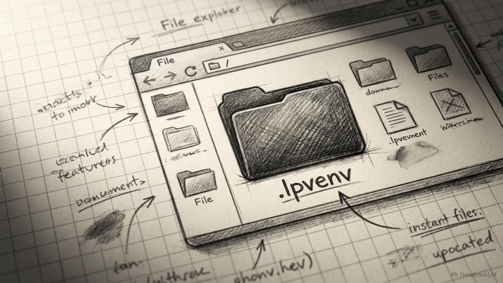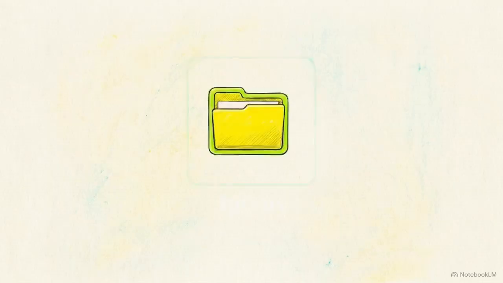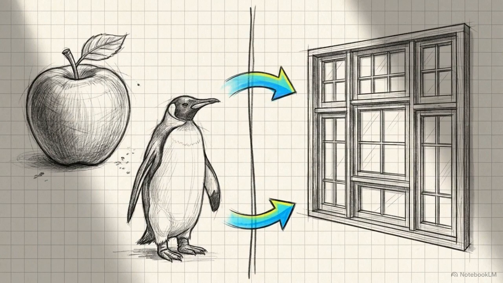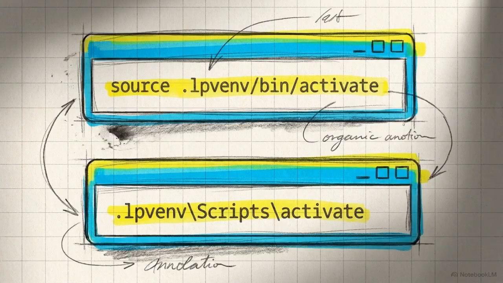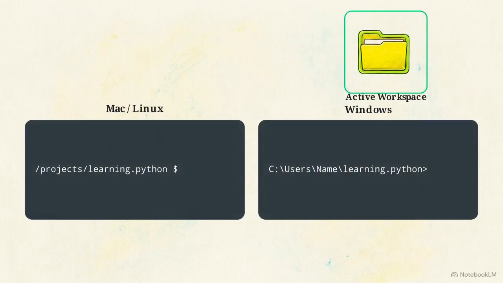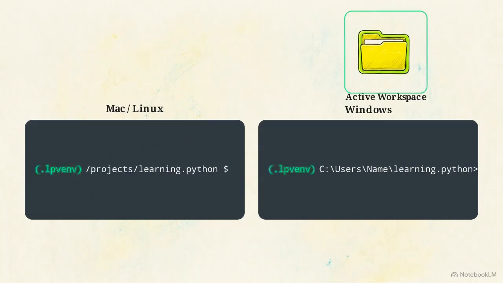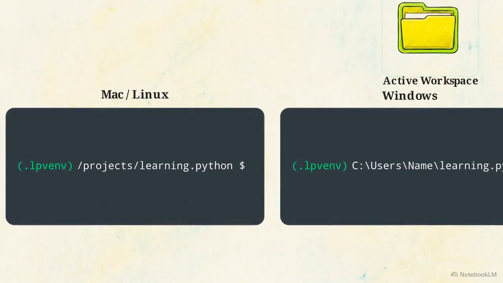The environment files are now ready, but you aren't using them yet. You still need to trigger the activation sequence to enter the workspace. Activating the environment requires specific commands that vary based on your operating system. On Mac and Linux, use the command source .lpenv/bin/activate. On Windows, use the path .lpenv\scripts\activate. You can confirm the activation succeeded by looking at your command line prompt. The .lpenv prefix will now appear at the very beginning of the line.